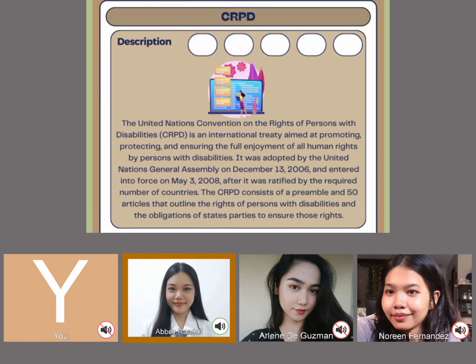So before we proceed to the rationale of this treaty, what is CRPD? CRPD, or the United Nations Convention on the Rights of Persons with Disabilities, is an international treaty that aims to promote, protect, and ensure the full enjoyment of all human rights by persons with disabilities. It was adopted by the United Nations General Assembly on December 13, 2006 and entered into force on May 3, 2008 after it was ratified by the required number of countries. The CRPD consists of a preamble and 50 articles that outline the rights of persons with disabilities and the obligations of states parties to ensure those rights.